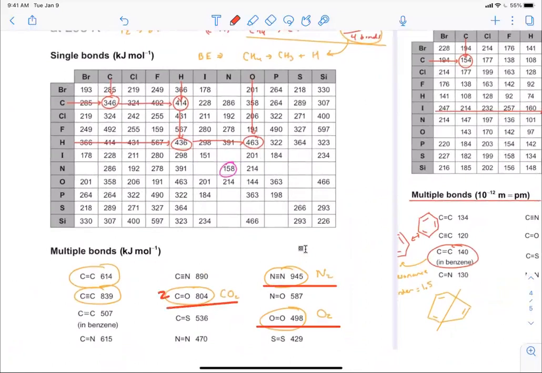And so all the ones in the table up here are single bonds. Everything that's a multiple bond is at the bottom outside of the cross table. So make sure you're finding the right value for each of these things.